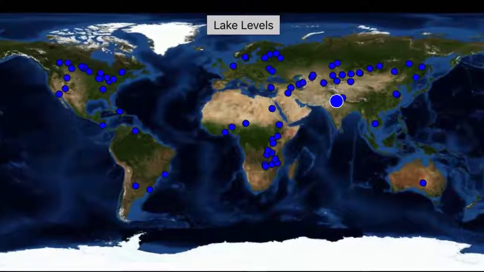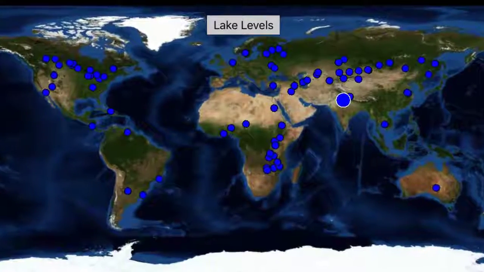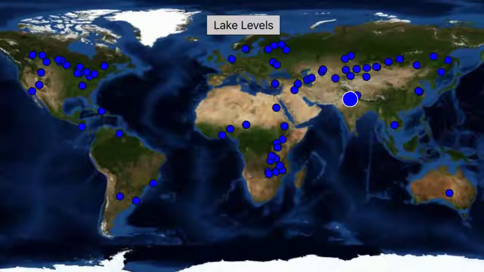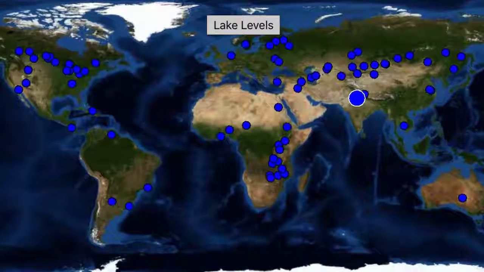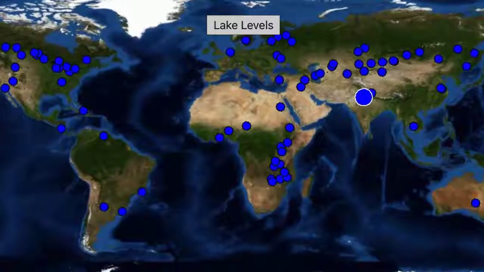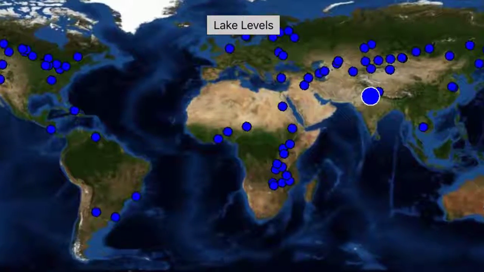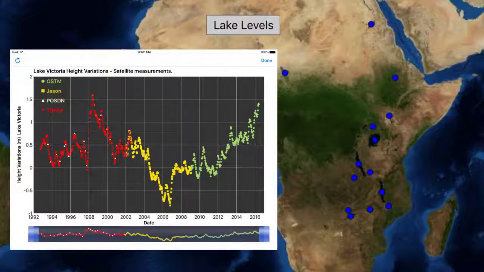The theme related to lake levels helps us determine delta water level change for approximately 75 lakes and reservoirs around the world and trace back their levels in the past. Here you can see the height variation of Lake Victoria from 1992 to 2016.